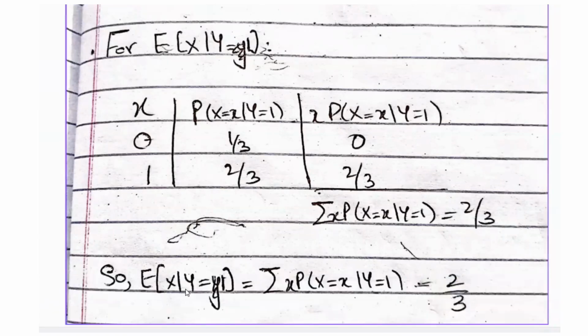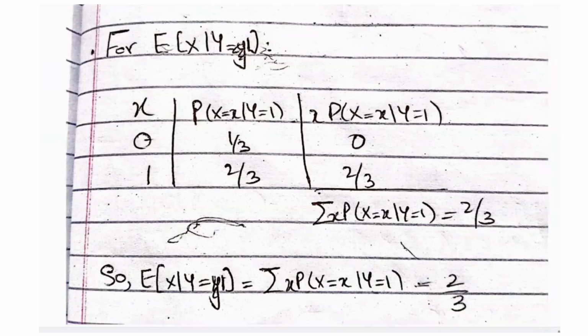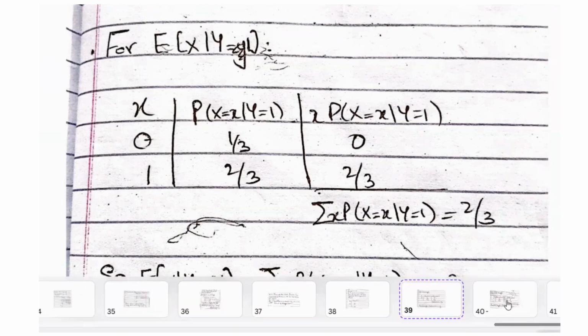So the expected value of x given y is equal to 1 is just the summation over all x of x times the probability x is equal to x given y is equal to 1. This is essentially the expected value of x conditioned on the observation, conditioned on the fact that y is equal to 1, right? So we're finding the expected value of x conditioned on the observation of another random variable y, and that observation in this case is 1.